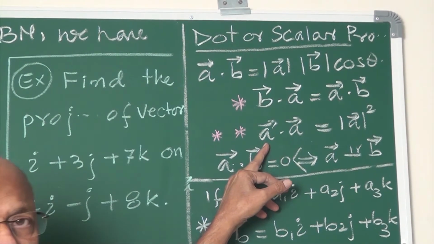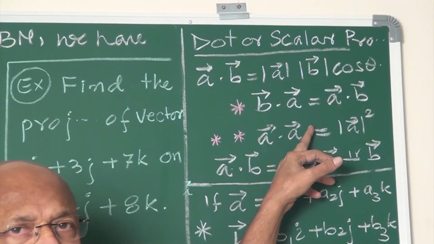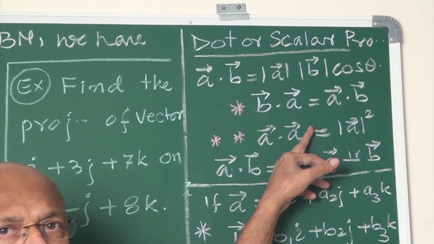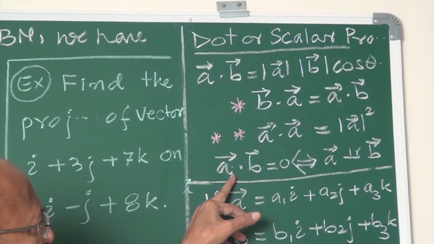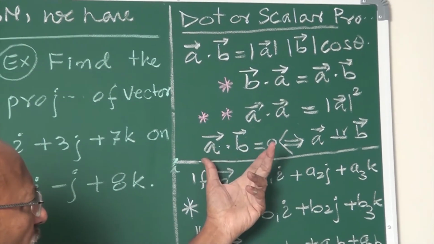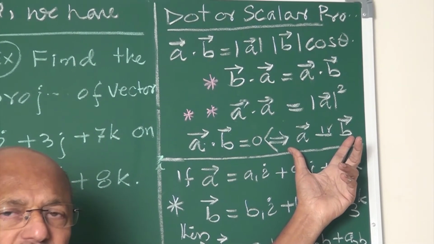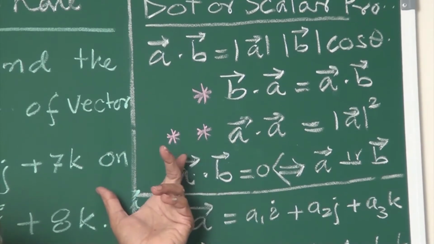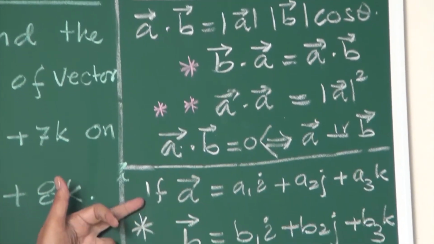The dot product of a vector with itself is the square of its magnitude, magnitude of A the whole square. Then third, A dot B is 0. If the dot product is 0, then the vectors are perpendicular. If the vectors are perpendicular, then their dot product is 0. This is the fourth one.